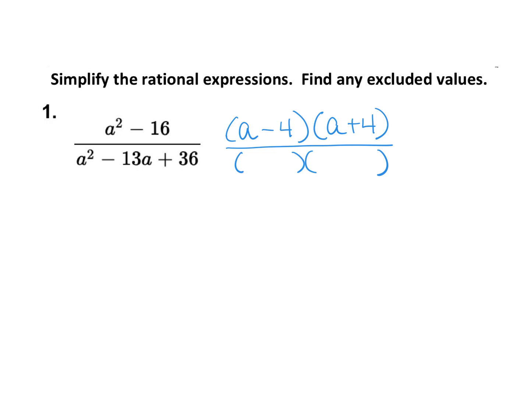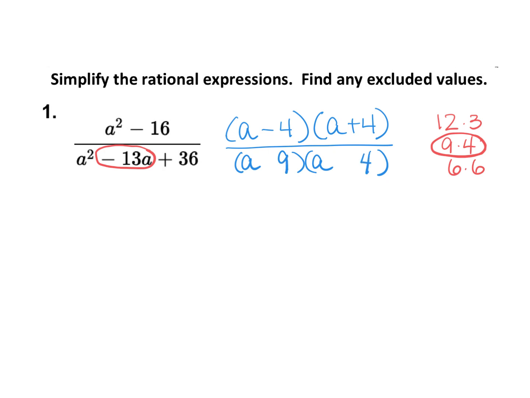So we'll set up our binomials, and then a squared can be factored into a times a. And now our factors of 36, those include, of course, 1 times 36, 12 times 3, 9 times 4, and 6 times 6. So now let's take a look at which of these factors would make up this minus 13a. And so we should be able to make a minus 13 out of 9 and 4. So we'll then have 9 and 4.